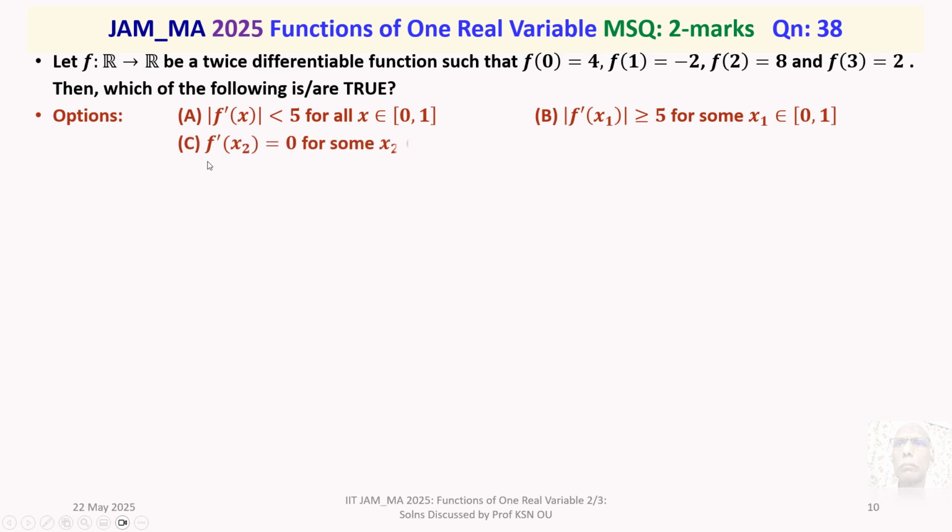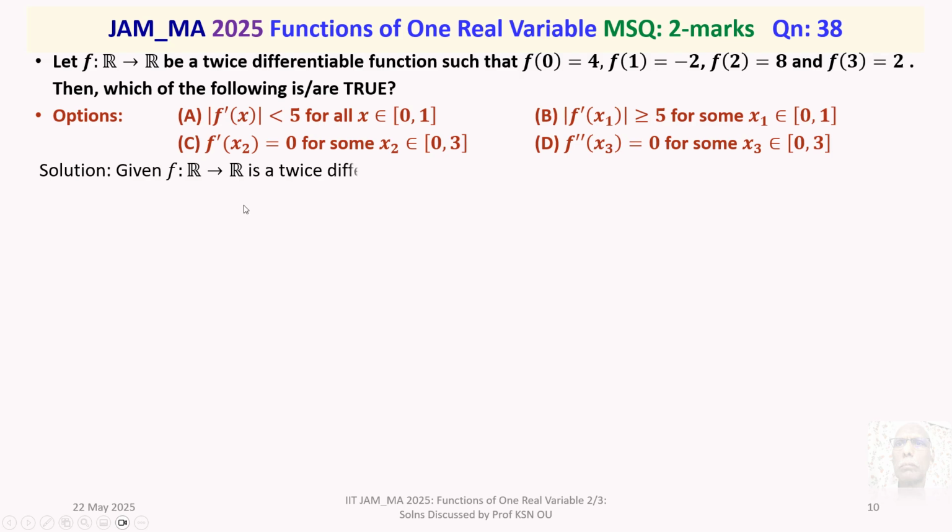Option C, f prime x2 is equal to 0 for some x2 belongs to the closed interval 0 to 3. Option D, f double prime at x3 is 0 for some x3 belongs to the closed interval 0 to 3. So now the first and second derivatives become 0 at some points x2 and x3 in the closed interval 0 to 3. Let's now discuss the solution of the problem in detail. It definitely takes longer to answer this question.